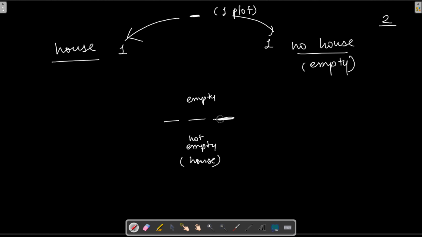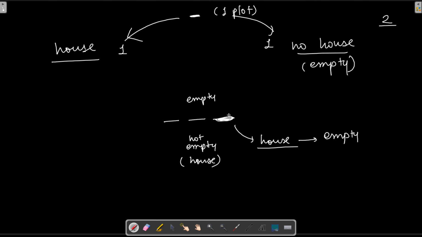Now we are concerned about this particular case, right? So what are the options here? One option where this remains empty and the other option where there is a house. Now what are the conditions where we can put a house here? We can have a house only when this is going to be empty. So the number of cases where this place is going to have house is going to be equal to the number of cases where this remains empty. So I'll just call it empty.